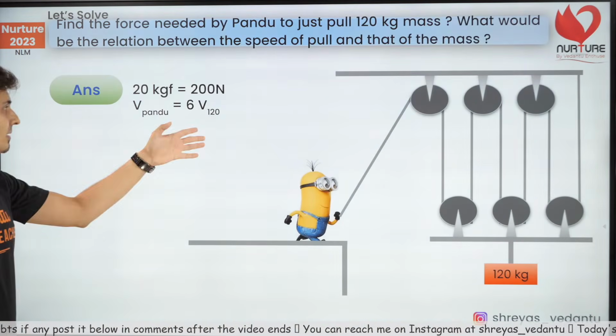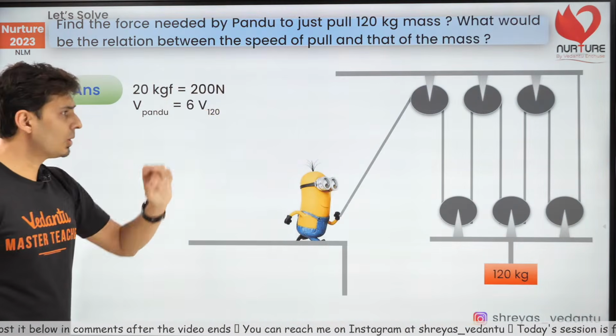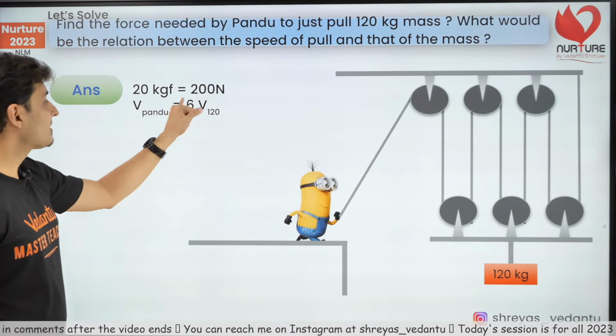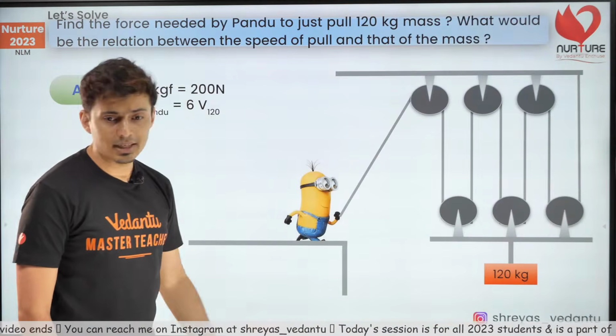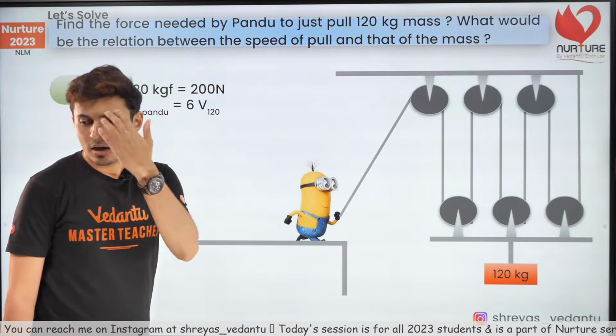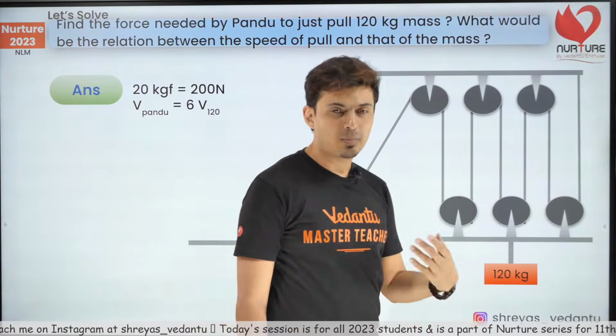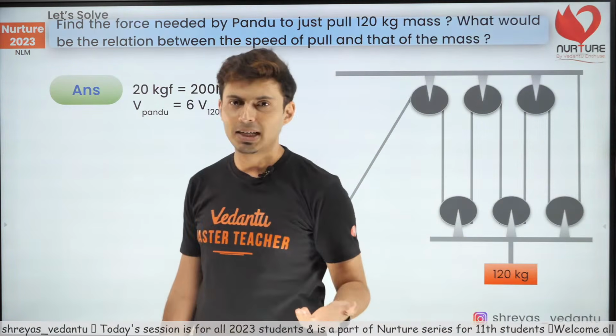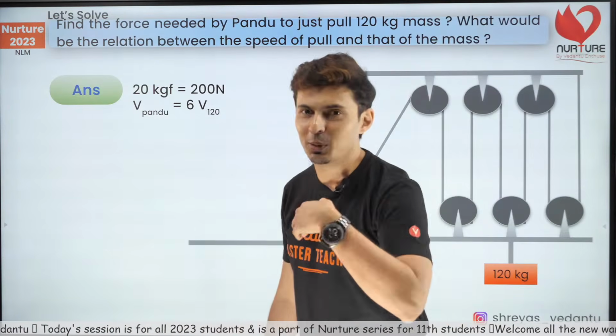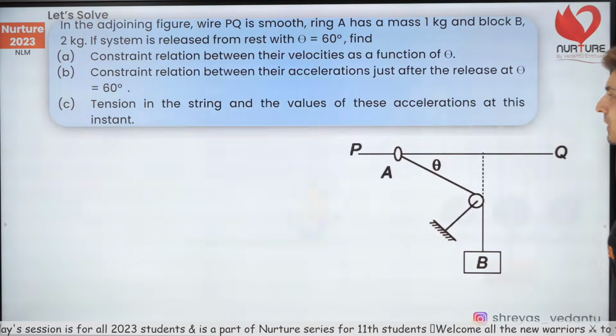Okay, so that was the answer. We just got it. 20 kg force or 200 Newton, and Pandu pulls the string with 6 times the velocity of the 120 kg block. GT Rani, we have not yet discussed power or the work method. When I teach you work and all of that, probably it will be a good time to talk about it. Right now, we are in Newton's laws.